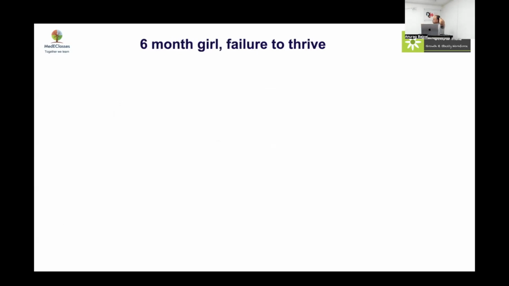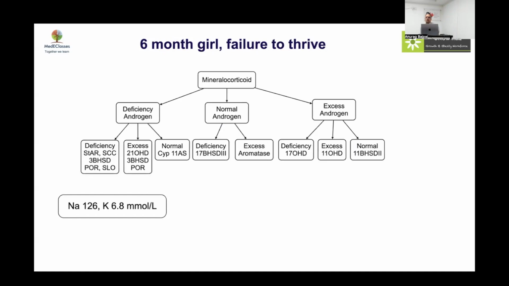Dr. Vibha, a 6-month-old girl with failure to thrive, there is hypokalemia, hyponatremia and hyperkalemia. So we are now going in the other direction. So we have mineralocorticoid deficiency and there is no pigmentation. The genitalia is also normal. So what are you thinking of?